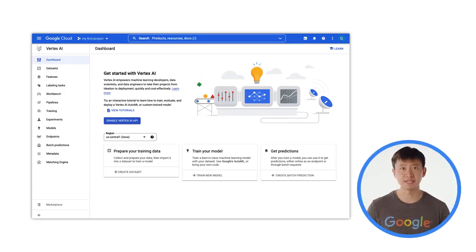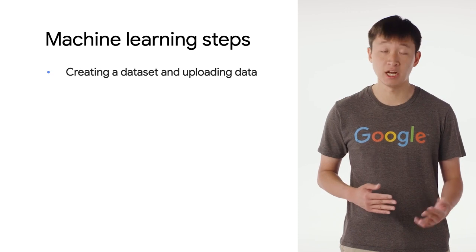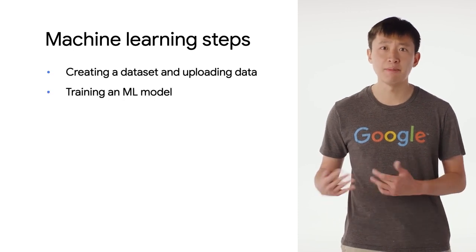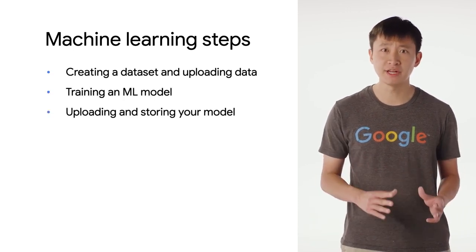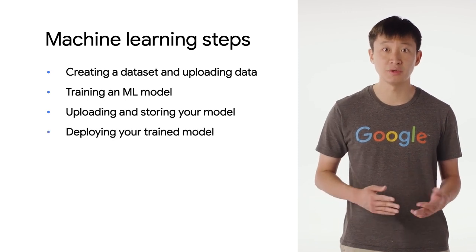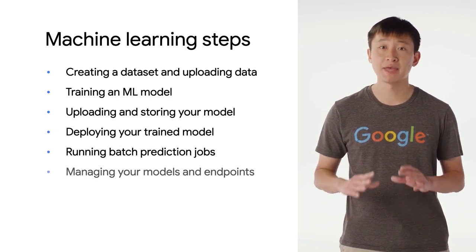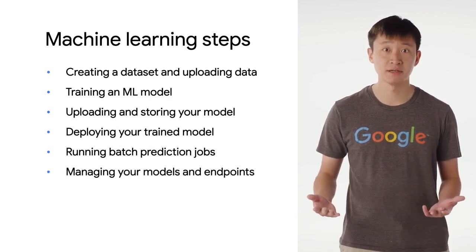Vertex AI is a single platform with all the tools you need to manage all the steps in a custom machine learning workflow. This includes creating a dataset and uploading data, training an ML model on your data, uploading and storing your model in Vertex AI, deploying your trained model to an endpoint for online predictions, running batch prediction jobs, and managing your models and endpoints.